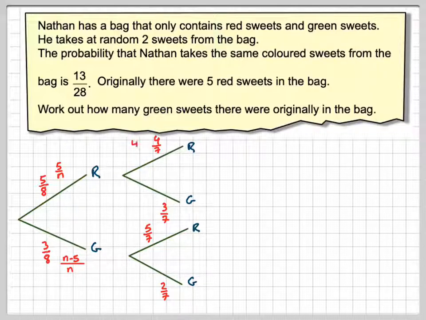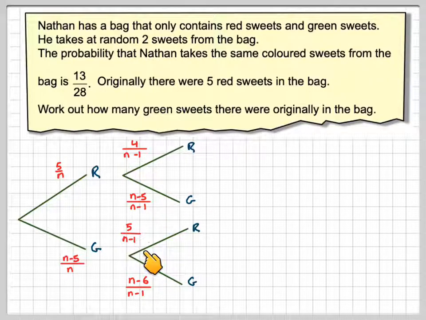Having taken one here, this now becomes 4 out of n minus 1, but I still have n minus 5 green ones here out of n minus 1. Over here, I have 5 over n minus 1 sweets. And then here, I've now taken another one, so it'll become n minus 6 over n minus 1. So I just made this up in order to help me come up with these expressions, which is a valid examination technique. So let's just get rid of those, and we're now left with the algebra.